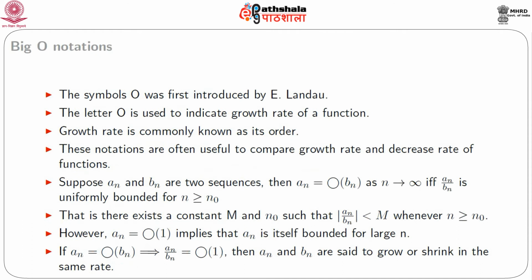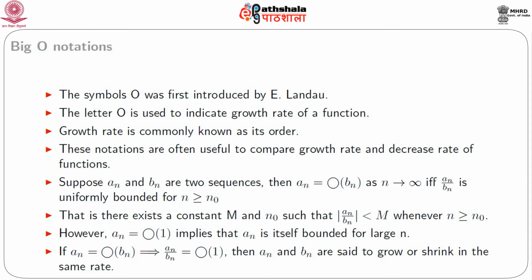So now we shall introduce some important notations which are very useful in large sample scenarios. We start with big O notation. The symbol big O was first introduced by E. Landau. The letter O is used to indicate growth rate of a function. Growth rate is commonly known as its order. So from the first letter of order, the notation big O was introduced. These notations are often useful to compare growth rate and decrease rate of functions.